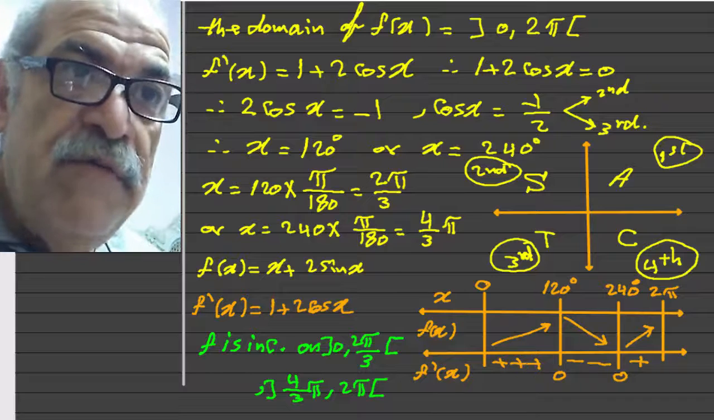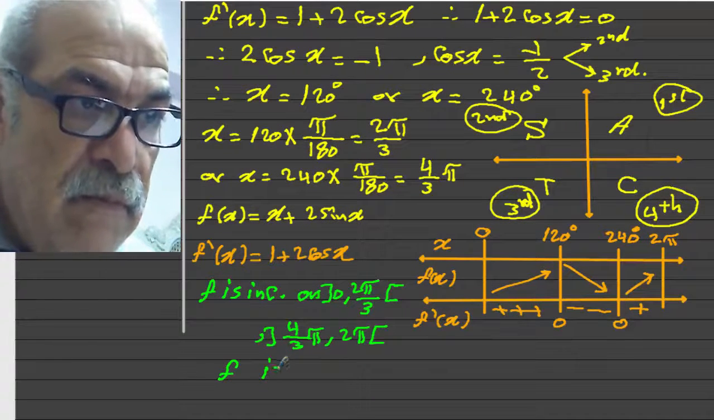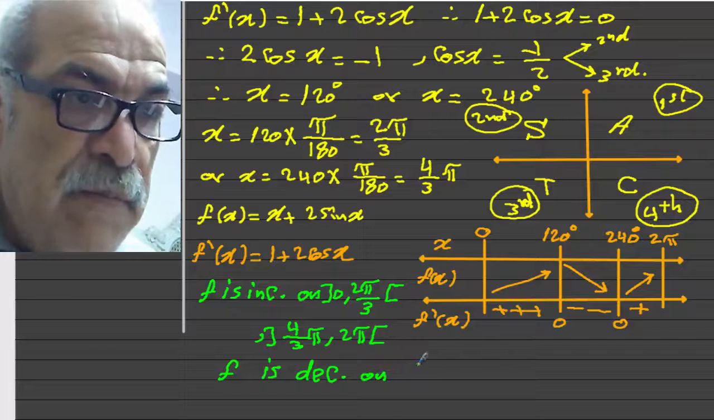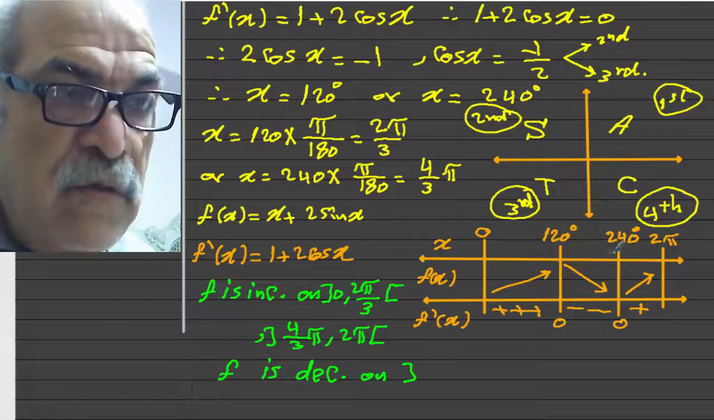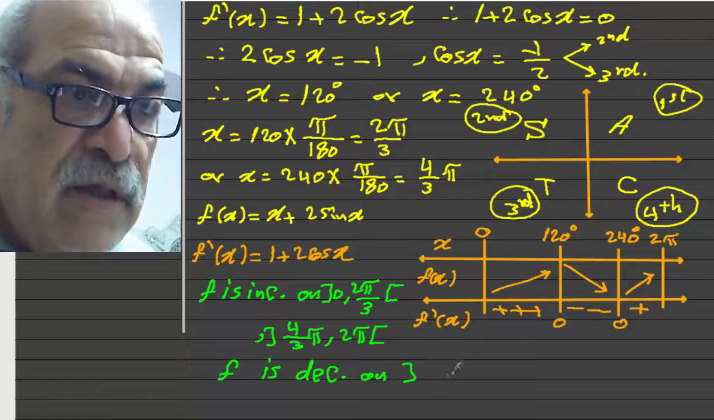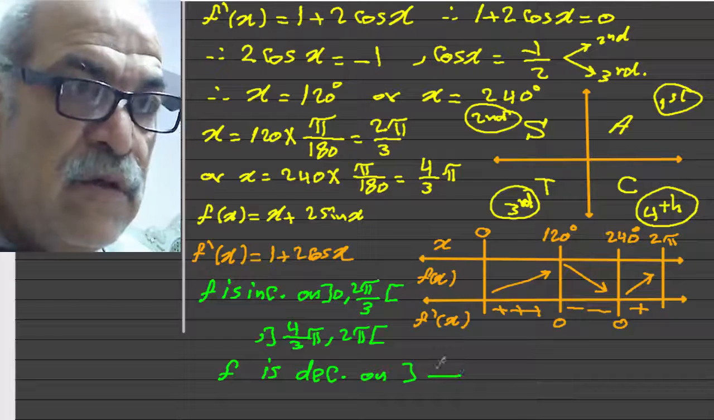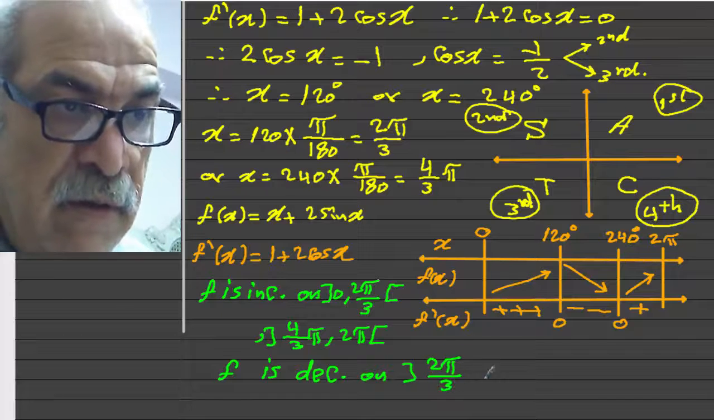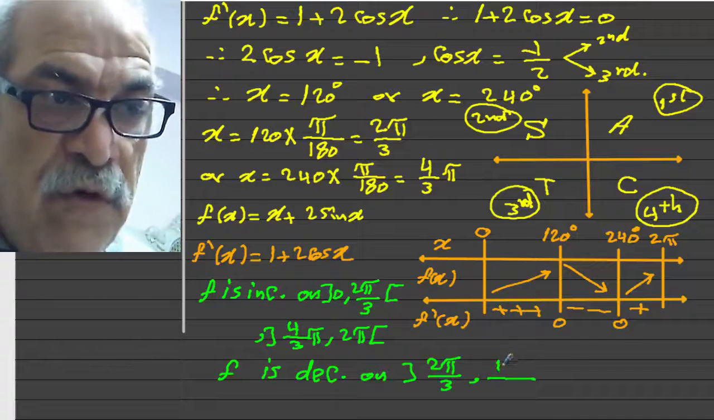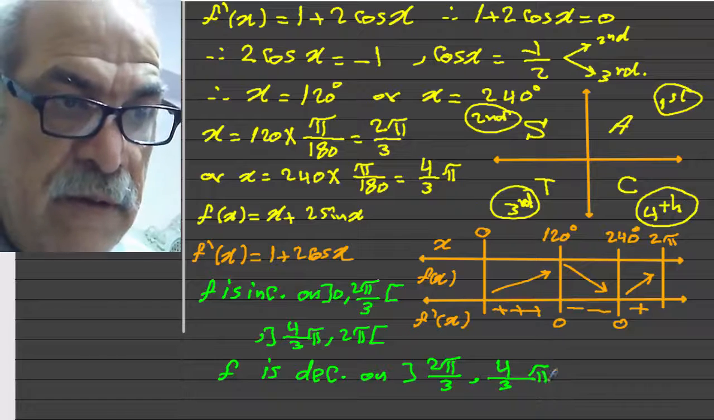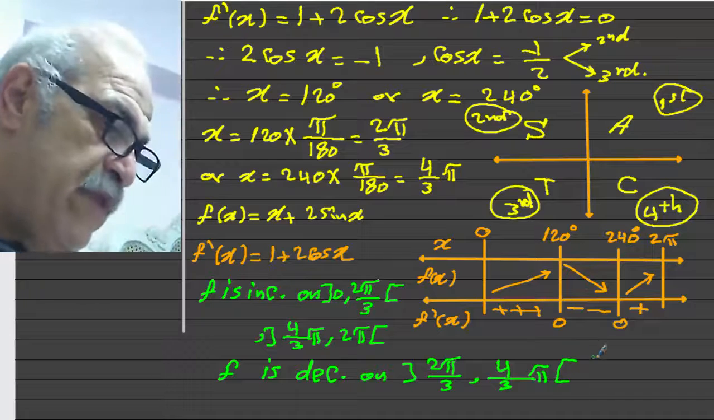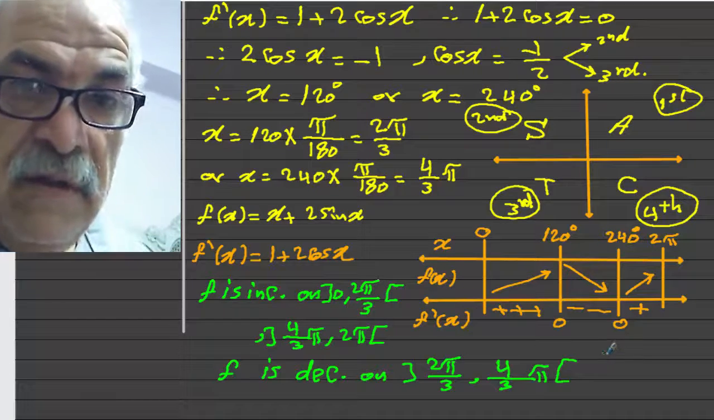And the function f is decreasing on the interval from 120 to 240, and write it in radians. So it will be 2 pi over 3 and 4 over 3 pi. Okay, it is the summary of the solution, and this is the answer.